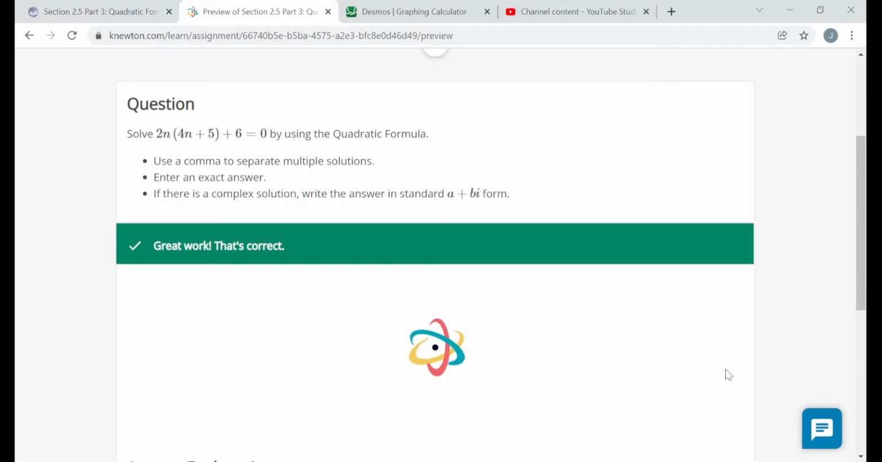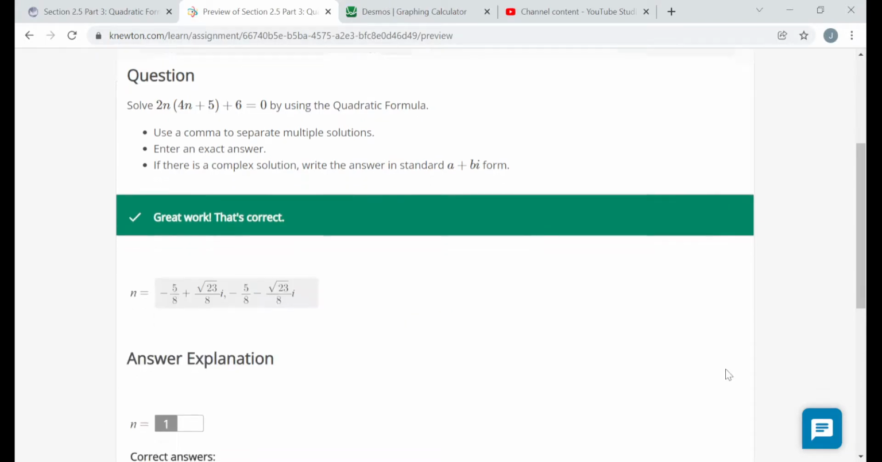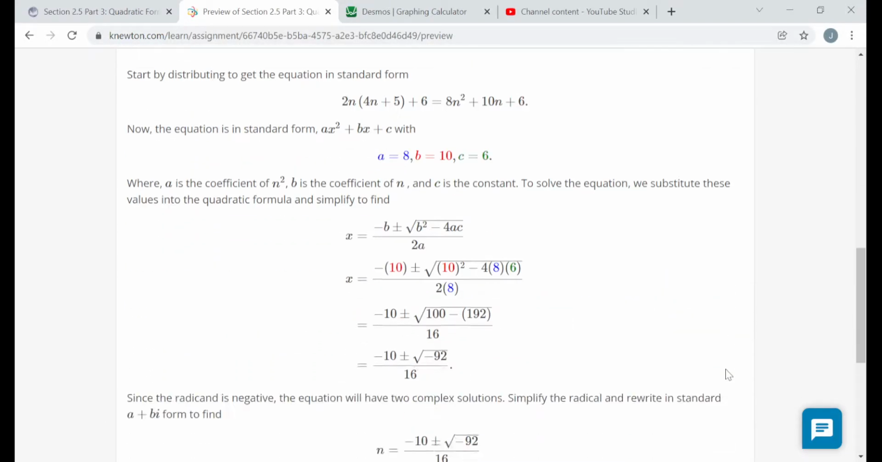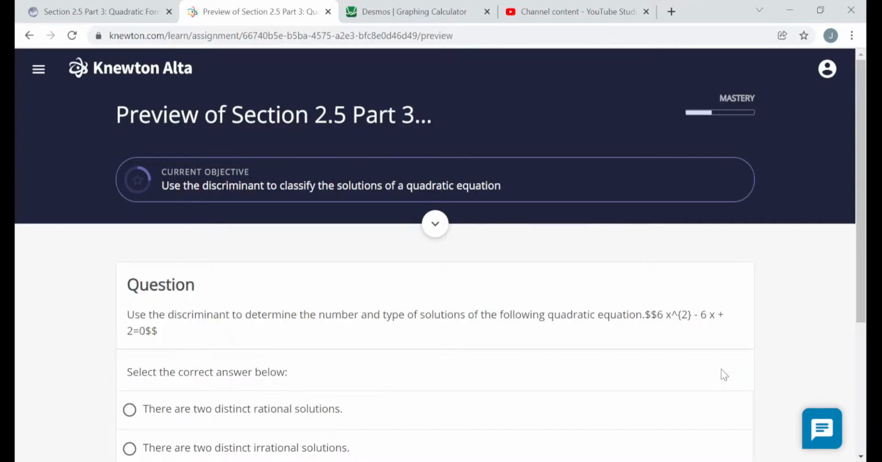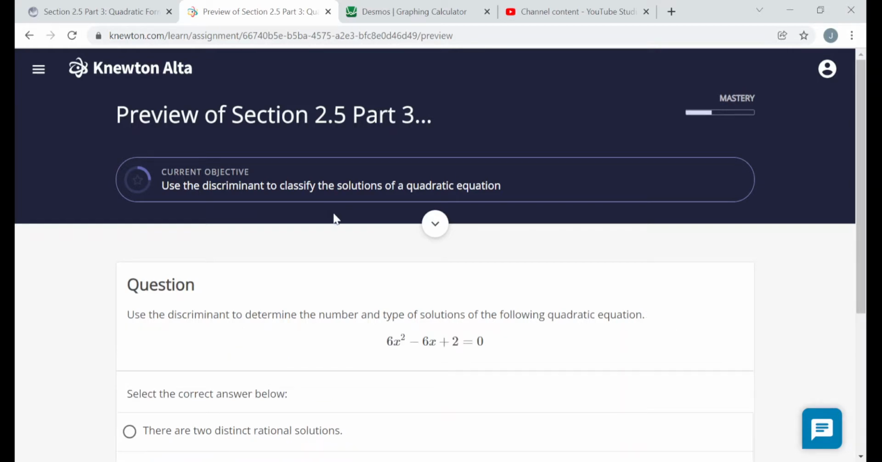All right. Great. And again, please read through the answer explanations. All right. Next, back to the discriminant. Again, these should be shorter. You're not doing the entire quadratic formula. You're just looking at the expression underneath the square root symbol.